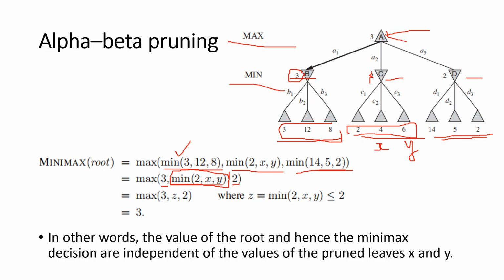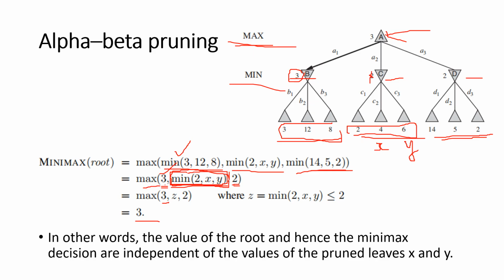And now we are coming to the max node. It will take the maximum value. So it will take 3, then we don't know this value, then 2. So it will take the maximum of those. Anyway this part, the minimum of 2 comma x comma y, will be 2 or less than 2. So we know that 3 is greater than that, so we will always take 3. So the maximum of 3 comma minimum of 2, x, y comma 2, we are considering it as 3. So here the answer is 3.